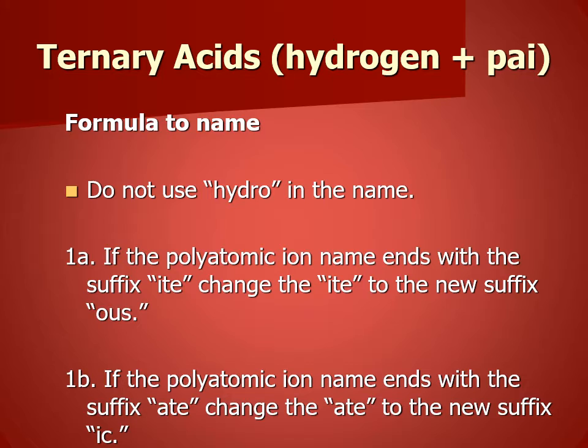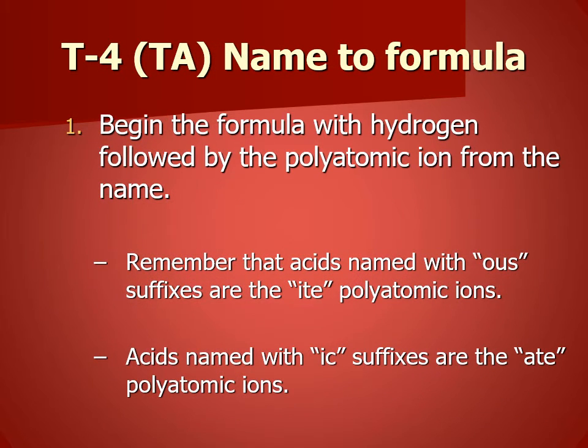Okay, let's move on. So name to formula. Begin the formula with hydrogen followed by the polyatomic ion from the name. Remember that acids named with the OUS suffix are going to be the ite polyatomic ion. Acids named with the ic suffix are the ate polyatomic ion, so you'll need to just remember to make that transition.